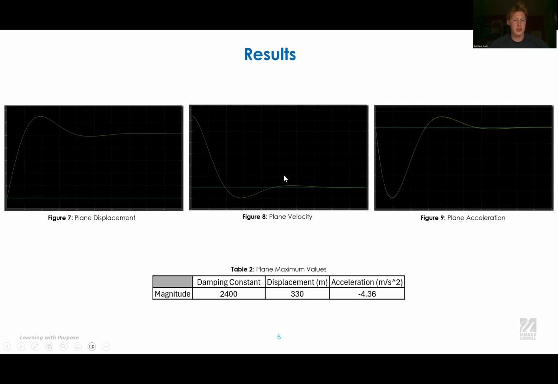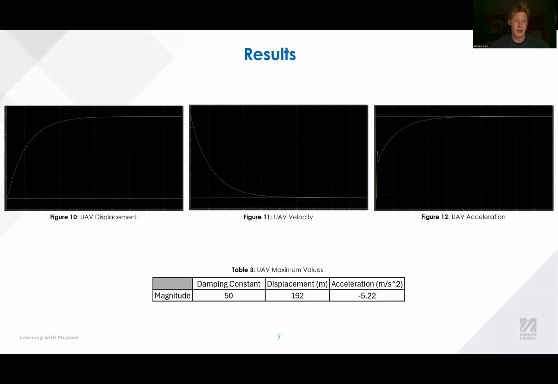And results. Figures 7, 8, and 9 represent the damping constant of 2400 being used to bring the plane to rest. Using 2400 as a damping constant, I was able to get the plane to stop in 330 meters. As you can see, it reaches a nice peak up here, dips back a little bit before coming to rest. This motion is also represented in figures 8 and 9, showing the velocity and acceleration of the plane.